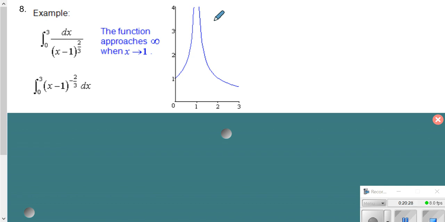So I want you to again pause and try to do the whole problem. Now that we've identified the issues at 1, you need to split it into 2 parts, 0 to 1 and 1 to 3, and then each of those is going to be a limit problem. Okay, try to set it up and finish it and come back to check.